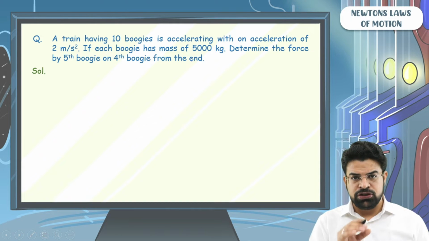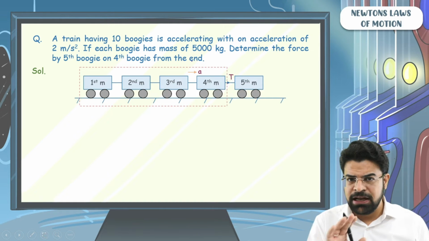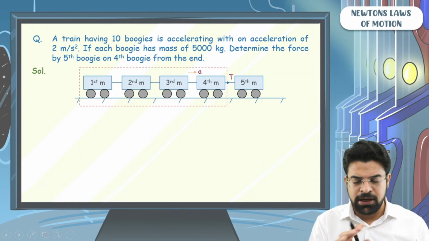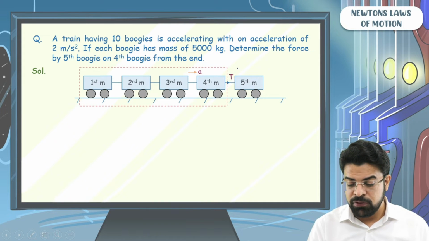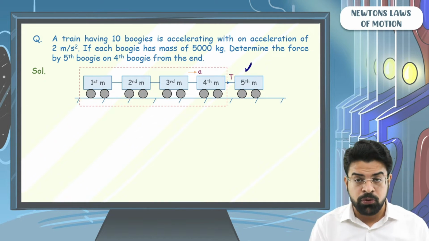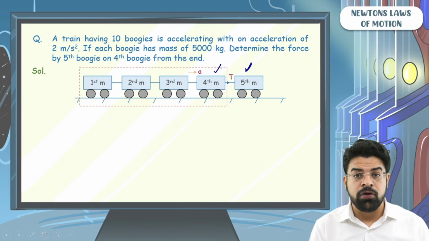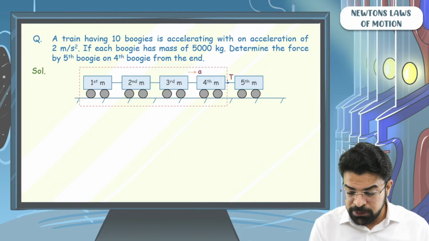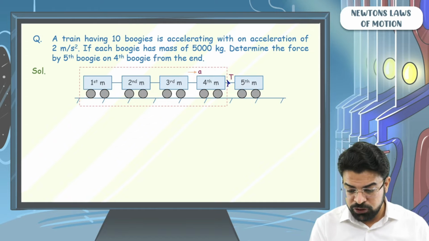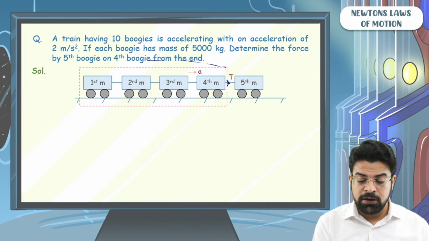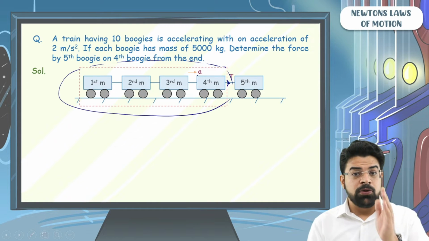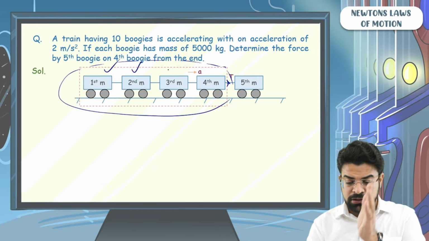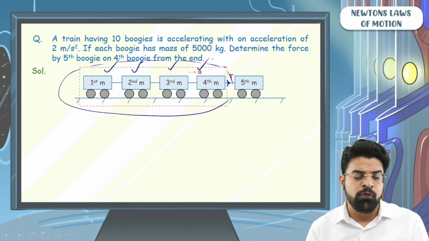So first of all, visualize the train. The train has got 10 bogies, but here we are not drawing all 10 bogies. They are asking what is the force applied by the fifth bogie on the fourth bogie from the end. So the force applied by the fifth bogie on the fourth bogie will be responsible for accelerating the first bogie from the end, the second bogie from the end, the third bogie from the end, and the fourth bogie from the end.